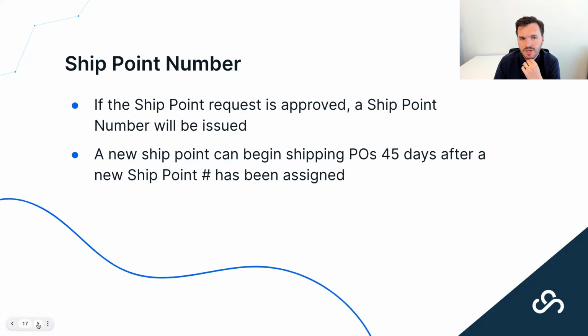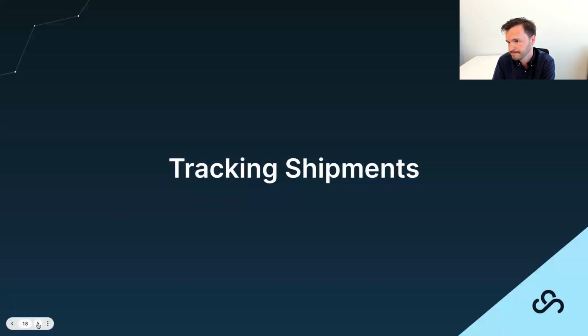Ship point number. So these have to be requested. If the ship point request is approved, a ship point number will be issued automatically. So a new ship point can begin shipping those POs 45 days after the number has been assigned. So take all that into consideration too, whenever opening up a new ship point, or whenever you're getting started as a Walmart supplier. There's still going to be that buffer period, and that buffer period is important for planning everything out as well too, probably.